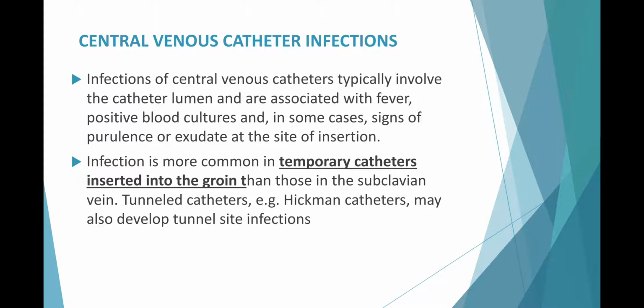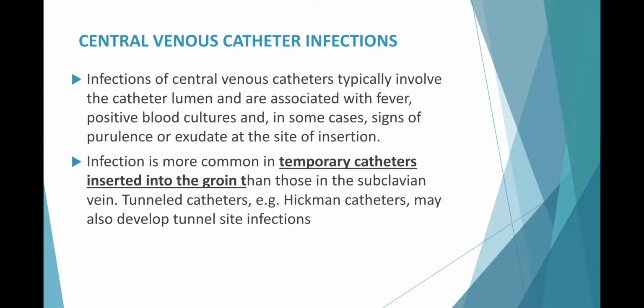The second subject is central venous catheter infections. Infection of a central venous catheter typically involves the catheter lumen and is associated with fever, positive blood cultures, and in some cases, signs of purulence or exudate at the site of insertion. Sometimes there are no signs of infection, no redness, no discharge, no erythema, but still there is an infection in that central catheter.